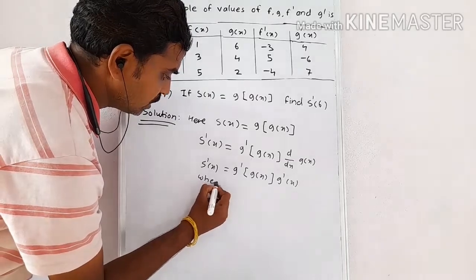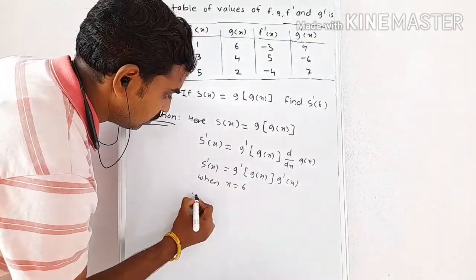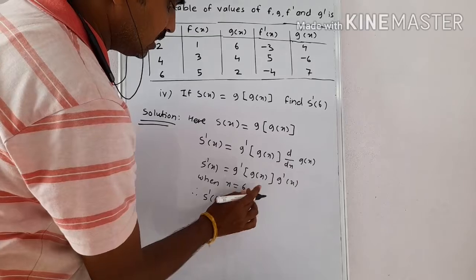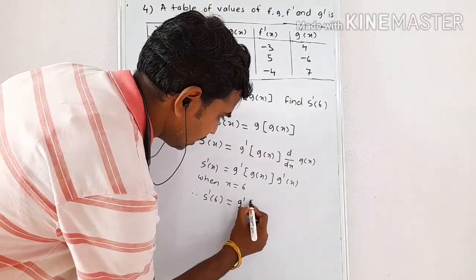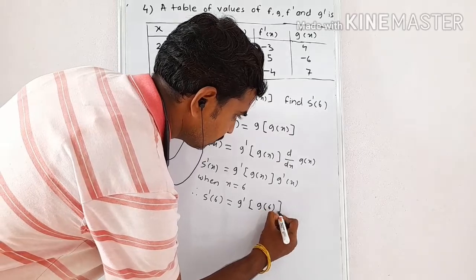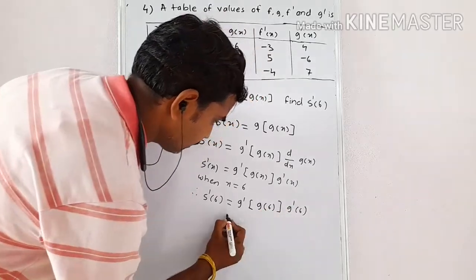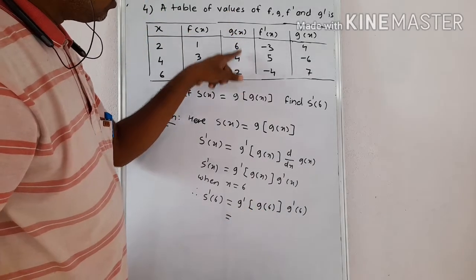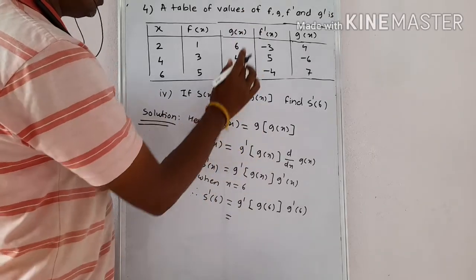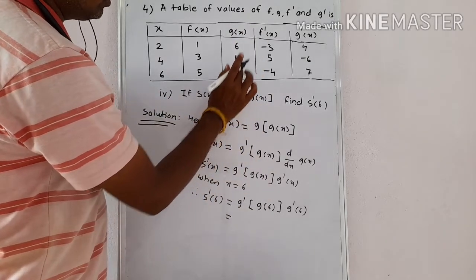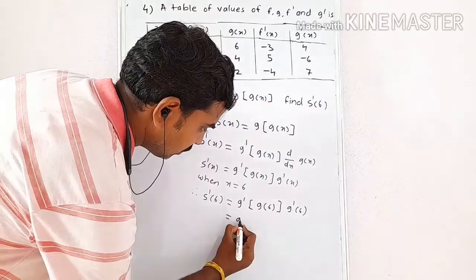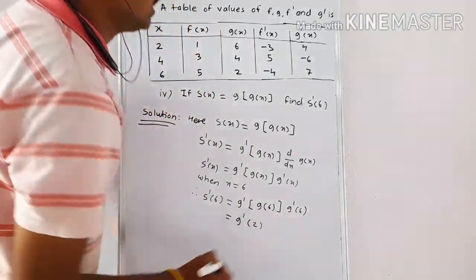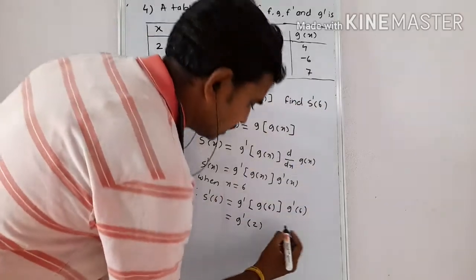Now, when we substitute x equal to 6, we get the required value for S dash of 6, as we have to replace x by 6 in this formula. Therefore, we get g dash of g of 6 into g dash of 6. Now, what is the value of g of 6? To calculate the value of g of 6, we look at the third column. Replacing x by 6, the value of g of 6 is 2. Therefore, we get g dash of 2. The value of g of 6 is 2, and the value of g dash of 6 is 7.